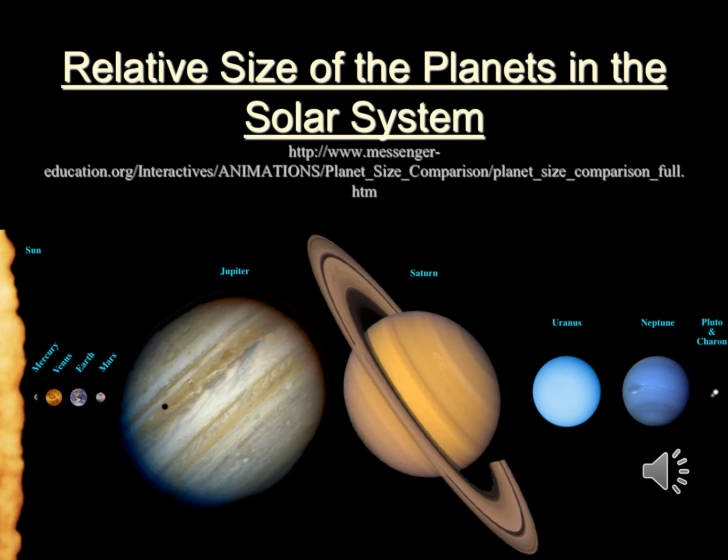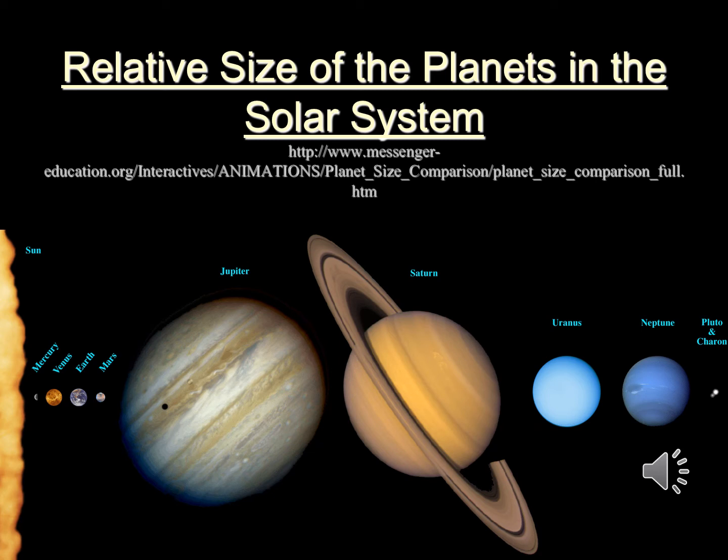In this slide, you can see that we're comparing the planets. If you take a look, it says relative size of the planets in the solar system. You can see from the picture the sun is humongous compared to the inner planets versus the outer planets. Also, you can see how small the inner planets are and how large the outer planets are. We also have Pluto in there.